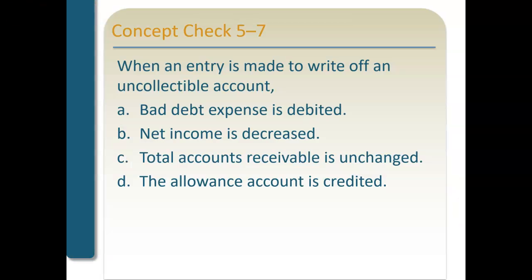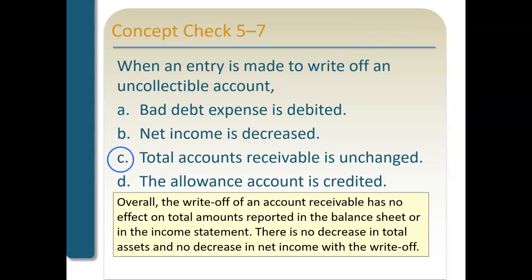When an entry is made to write off an uncollectible account, remember, we did this already. Total accounts receivable is unchanged. Okay? Let's go and look. Can we go look at one? Is this helpful?